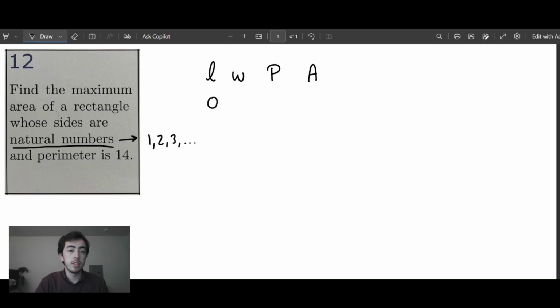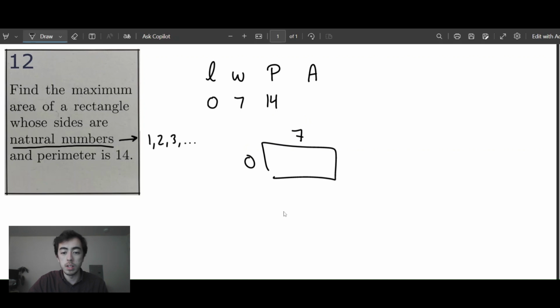So if the length is 0, that's a bit weird. My rectangle is no longer a rectangle right now. This is just like a straight line. But you can think that the width is still going to be 7, because if you pretend that the rectangle has 0, 7, 0, and 7 as the side lengths, it will still have a perimeter of 14. Of course, the area is 0, because to find the area of a rectangle, you just do length times width. Though if we have 0 times 7, again, that's just a line. There is no area there. It's a one-dimensional object. It's not even a rectangle.